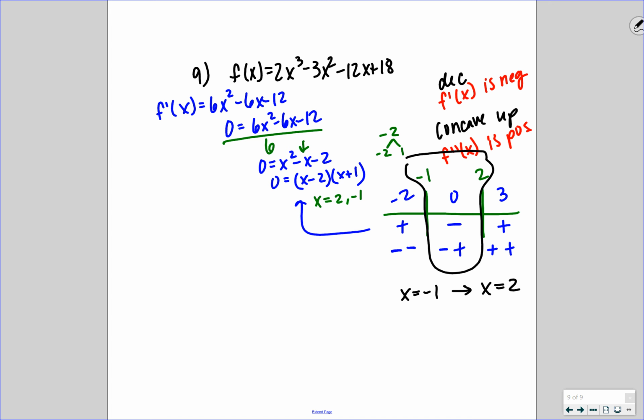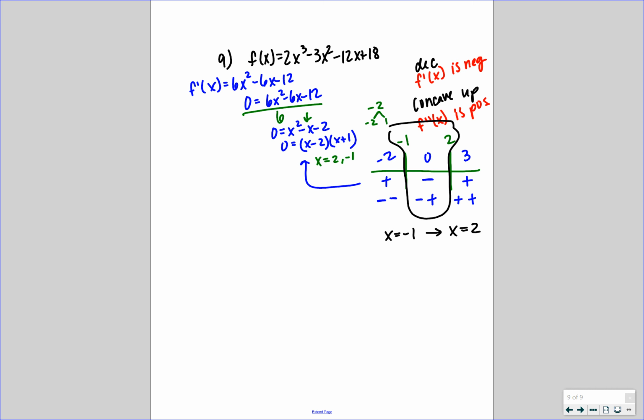I need to also see where I am concave up. So I got to derive again. My first derivative's up there, 6x squared minus 6x minus 12. So my second derivative is 12x minus 6. The 12 drops off. I have 0 equals 12x minus 6. So 6 equals 12x. X is 1/2. Test that.